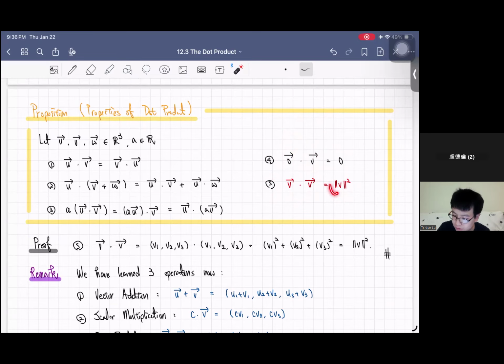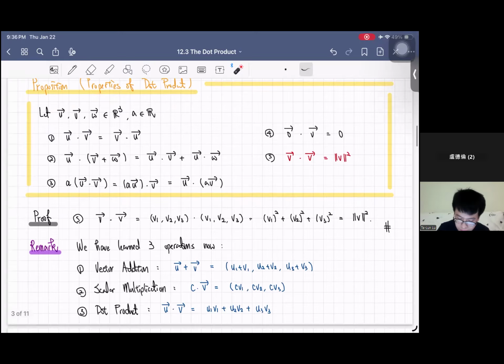So let us recall what is the magnitude of the vector. It is the sum of the square of entries. And then you take square root, right? That is the length or the magnitude of the vector. So 1 to 4 is quite obvious. 5 is also obvious, but let us do the computation here.